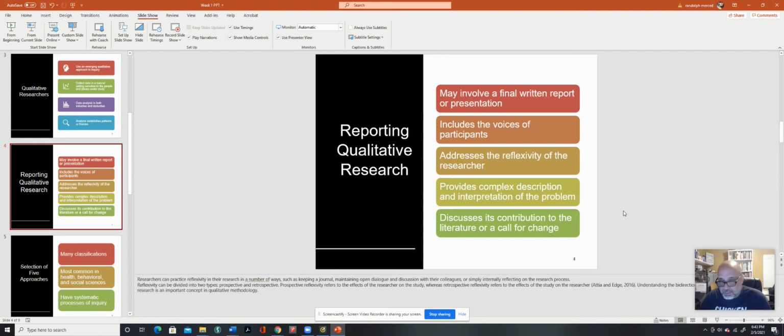And there's discussions on its contributions in the literature or a call for change. So what you're trying to figure out is, at the end of the day, what you want to have is a paper that's going to push for more discussion, add to an existing discussion we had, or maybe a call for a change. Maybe the research outcome is a legislative change in a certain area.